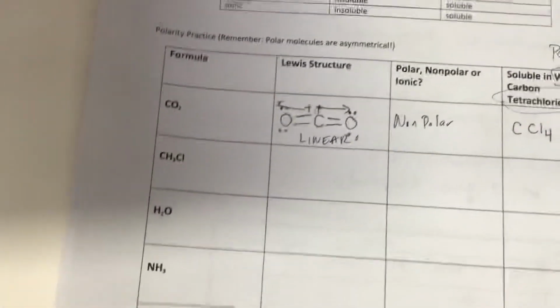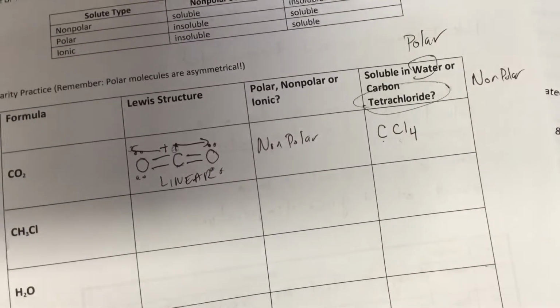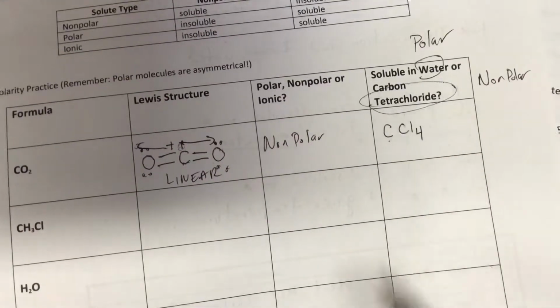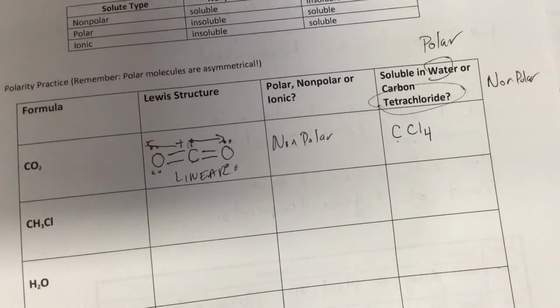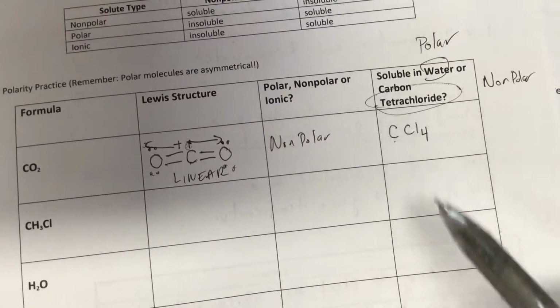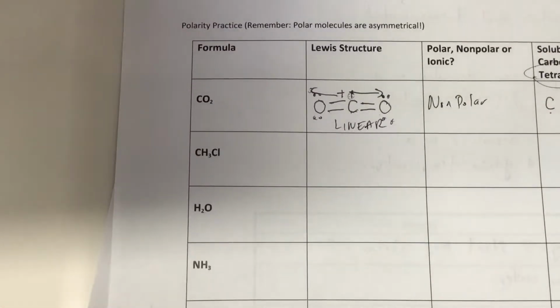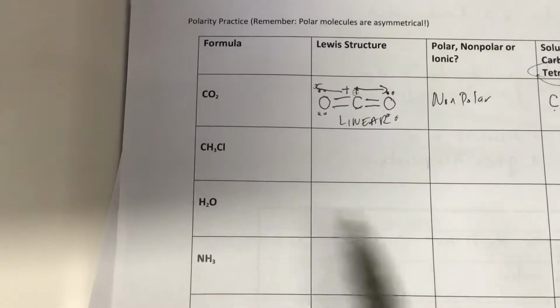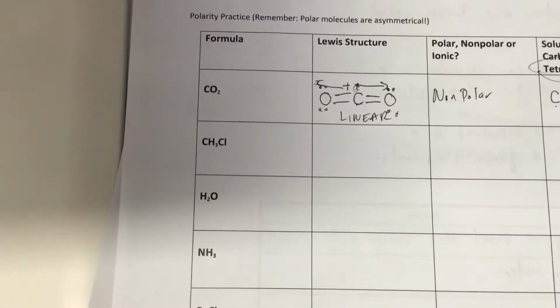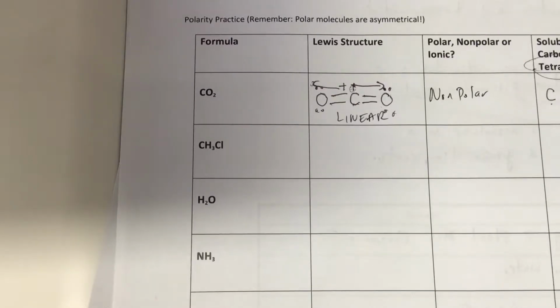Carbon tetrachloride. Remember, this is two nonmetals together, so we need to use the rules. But tetra means 4. This is an organic molecule. We haven't learned how to name these yet. I don't know if we'll have time to do that, but that's fine.